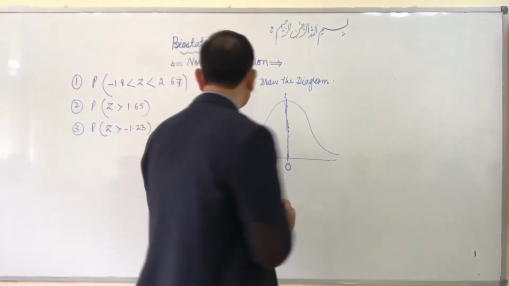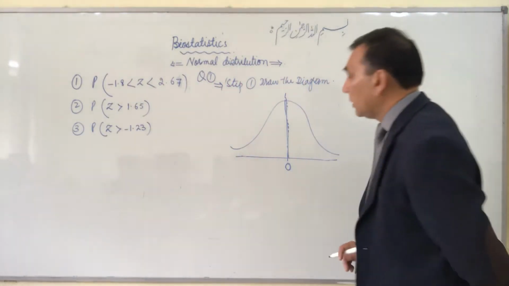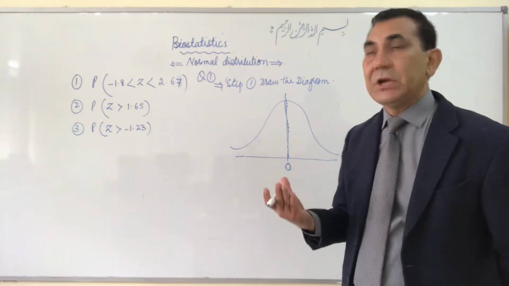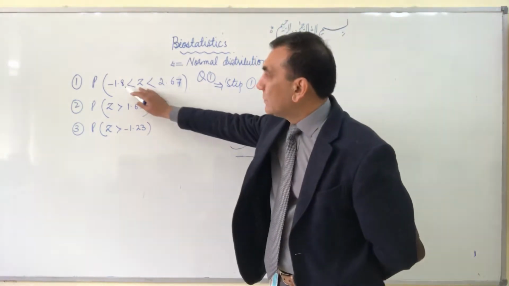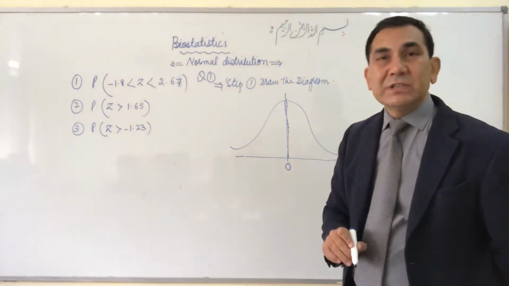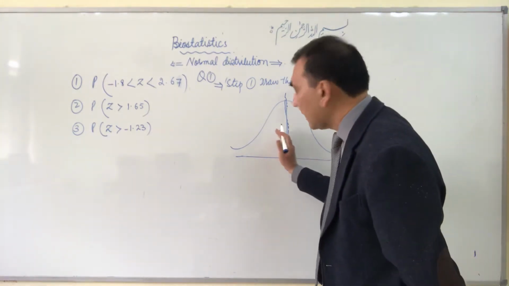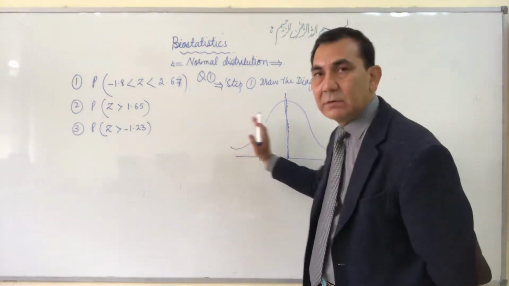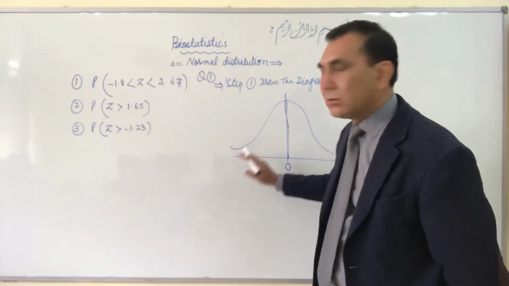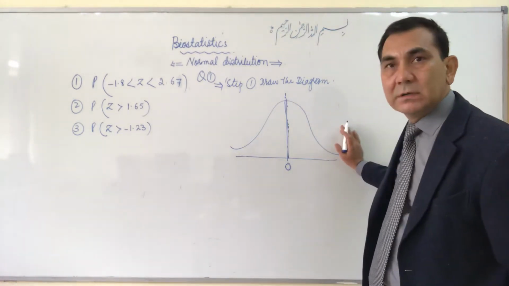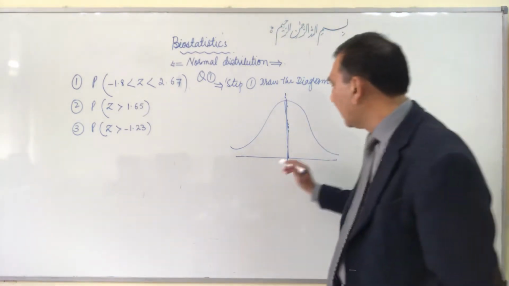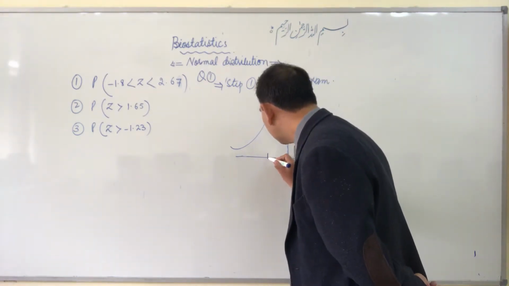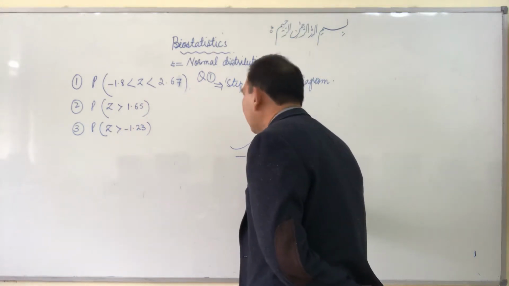Now what's the data? The question asks how much proportion or percentage is present between -1.8 and 2.67. As I told you in the previous lecture, the left side is minus, so on the left side we write the minus z score, and on the right side we write the plus z score. So minus 1.8 will be around here, minus 1.8.